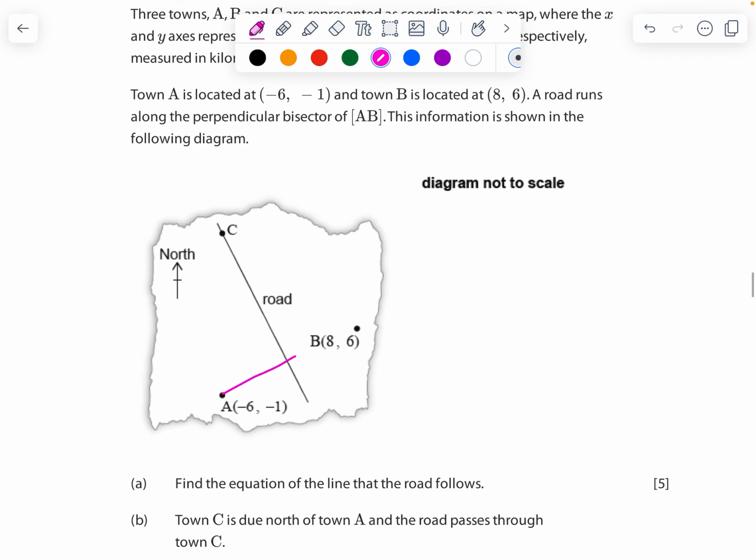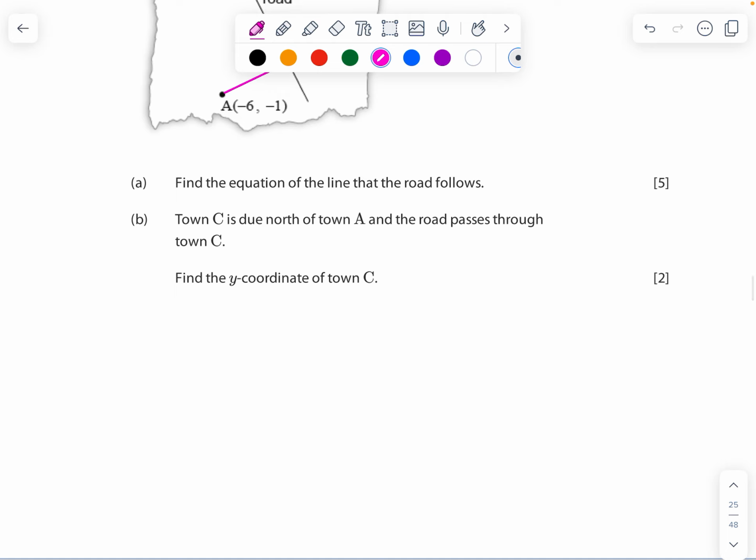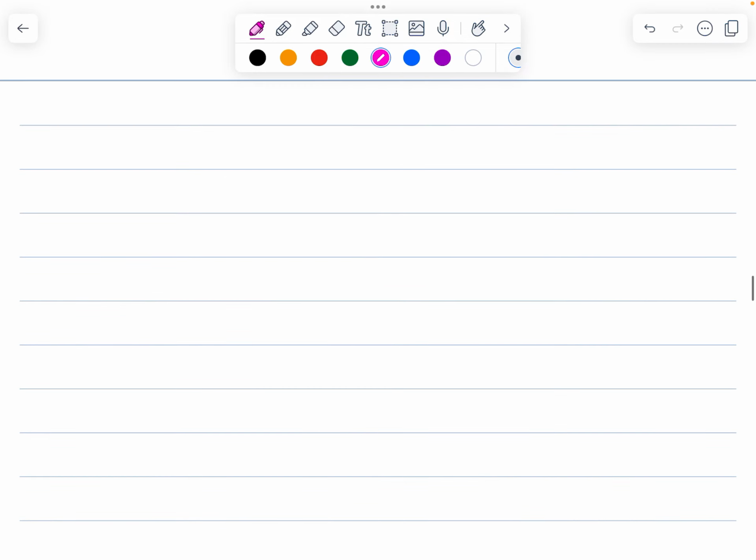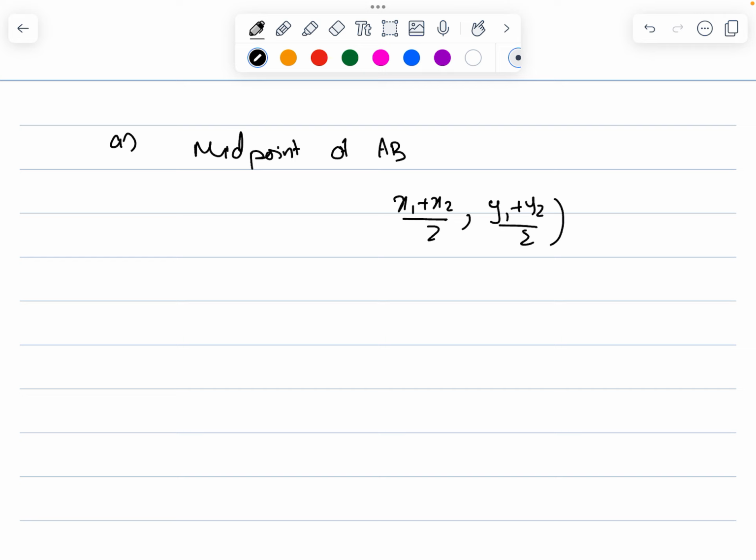So it is the perpendicular bisector. A perpendicular bisector always passes through the midpoint. So first find the midpoint of AB. What is the midpoint formula? (x1 plus x2)/2, comma, (y1 plus y2)/2. So it is (-6 plus 8)/2, comma, (-1 plus 6)/2, which is going to be (1, 2.5). That is the midpoint.